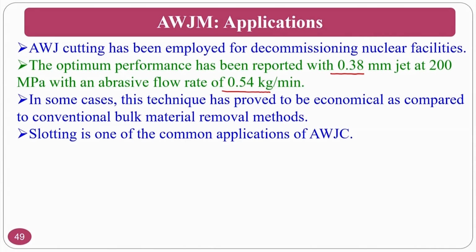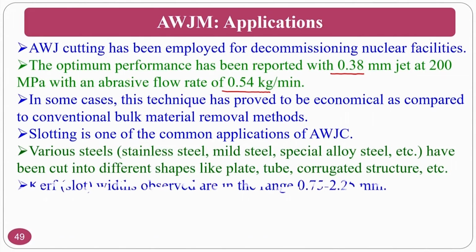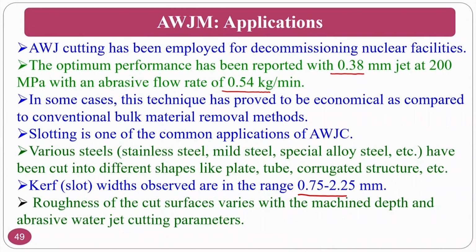Slotting is one of the common applications. Various steels like stainless steel and other special alloys can be cut by abrasive water jet machining. Kerf widths normally observed are in the range of 0.75 to 2.25 mm, which is very good if you are going for macro cutting or milli cutting. Roughness of the surfaces varies with respect to depth of cut.